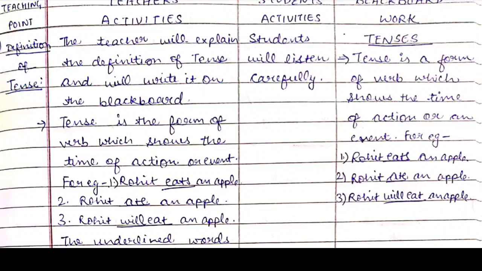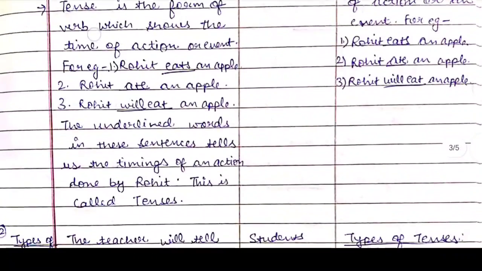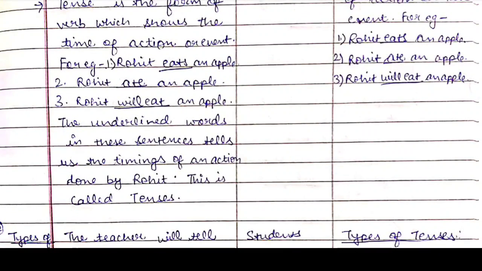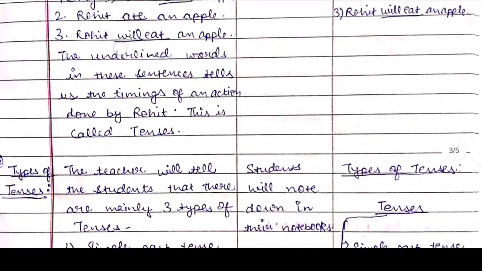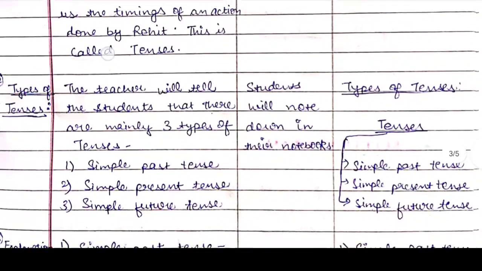And what will students do? Students will listen carefully. Then we'll tell them the underlined words in these sentences tell us the timings of an action done by Rohit. And this is called tenses. After the explanation, the next teaching point is types of tenses.